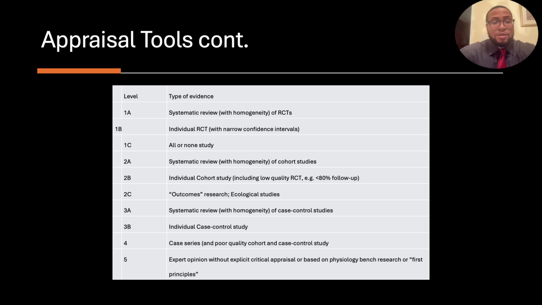Right, and here is the appraisal tool from the Center for Evidence Based Medicine. So, again, like I said, most of my studies found were case series. I had one that was deemed a 3A level of evidence, and I actually had one that was deemed a 2A level of evidence.